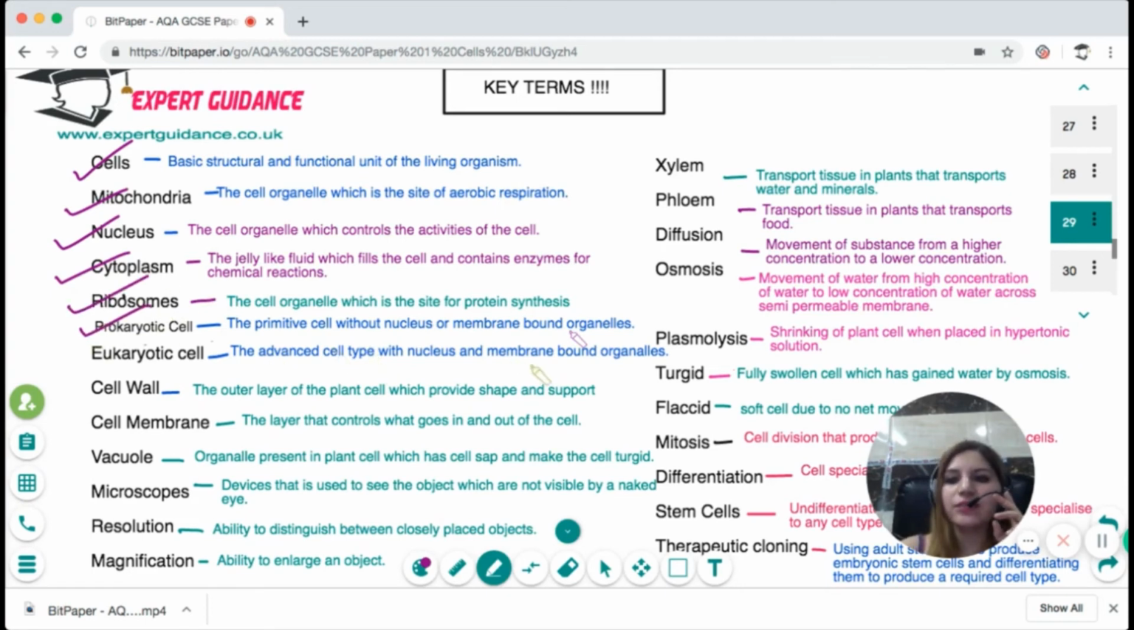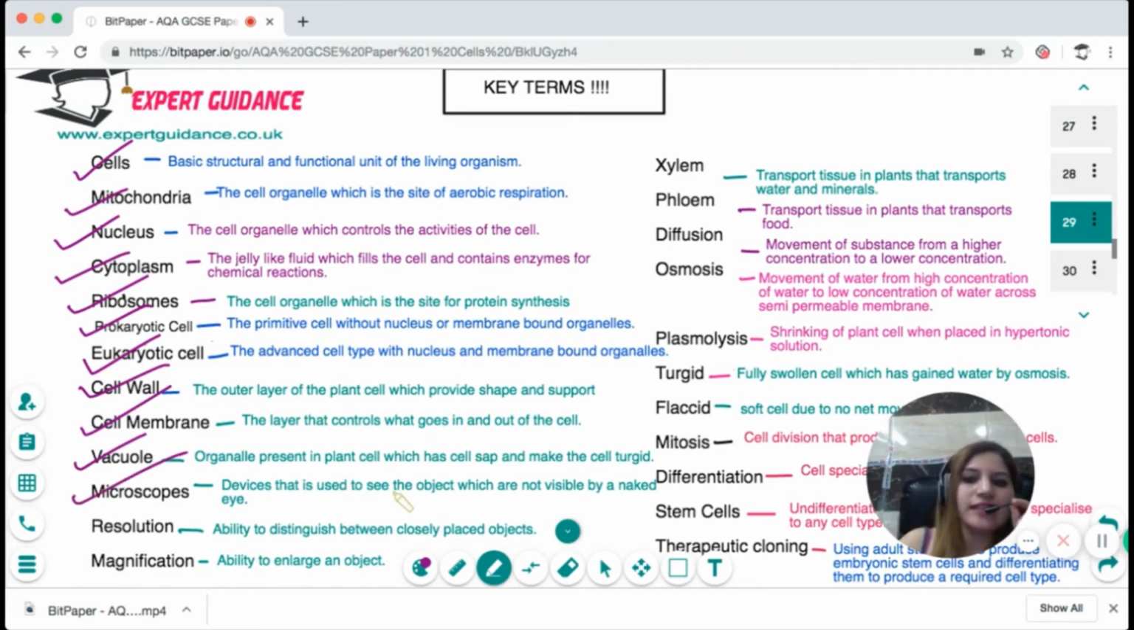Prokaryotic cells are primitive cells without a nucleus or membrane-bound organelles. Eukaryotic cells are the advanced cell type with a nucleus and membrane-bound organelles. Cell wall is the outer layer of the plant cell which provides shape and support to the plant. Cell membrane is the outer layer that controls what goes in and out of the cell. Vacuole is an organelle present in the plant cell which has cell sap and makes the cell turgid.